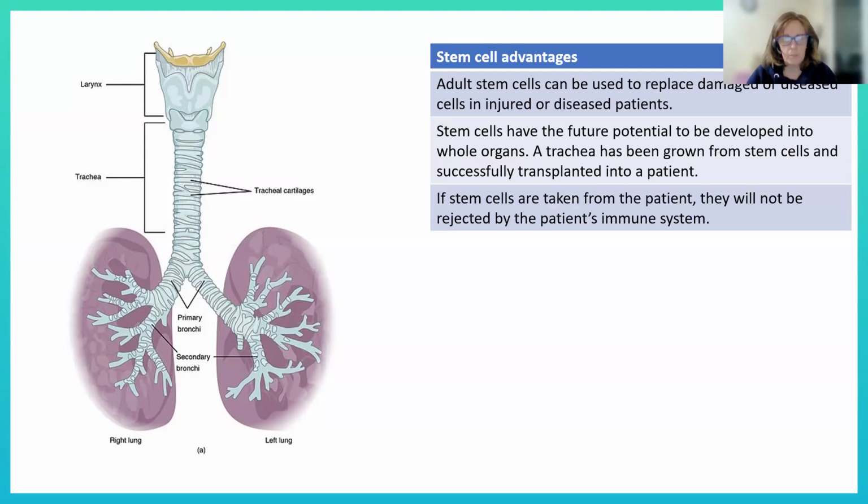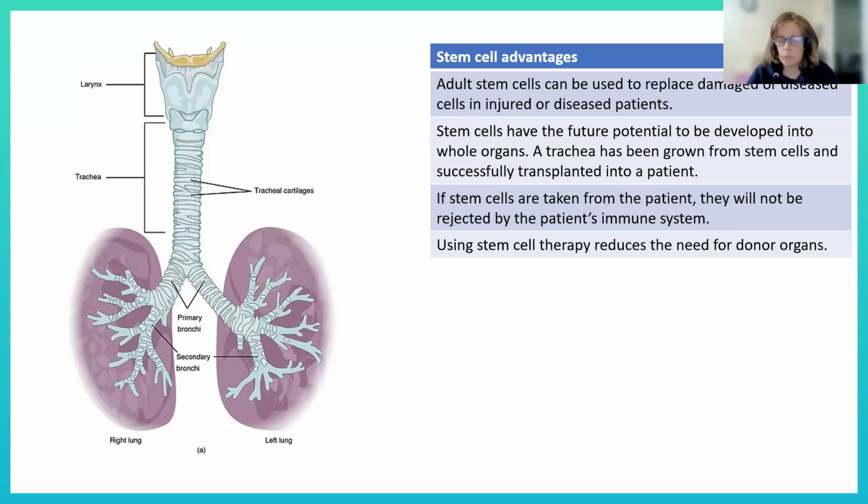And because these cells were being taken from the patient's own body, with the trachea, what they were doing is they'd isolated some cells from the patient. They had a plastic scaffold, which was in a liquid that the cells would grow in, and they were washing the cells over the plastic scaffold, and they were sticking together and formed a trachea. And then they removed the scaffold, transplanted the trachea into the patient, and it was successful.